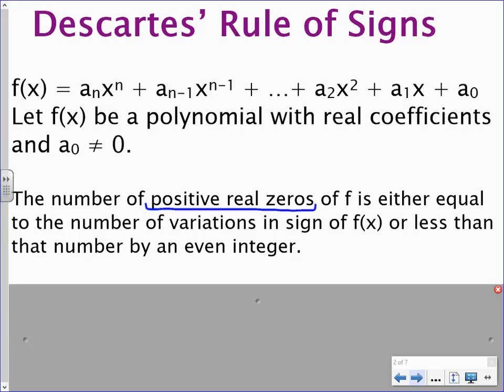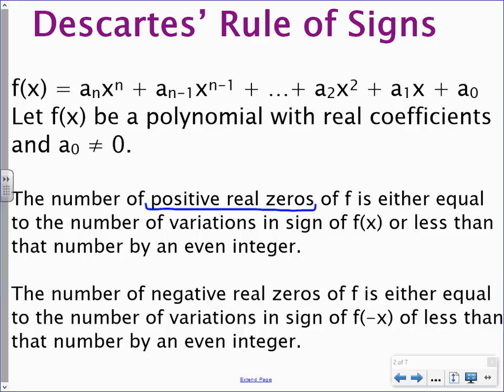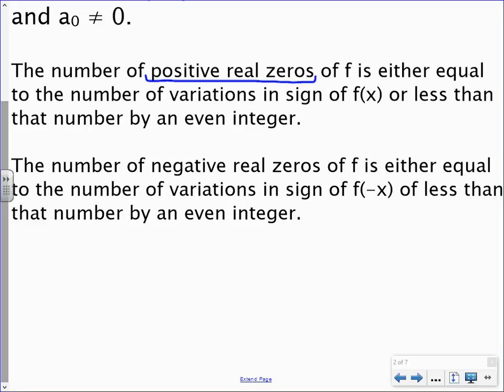Jerry? Because imaginary zeros come in pairs. Okay, our complex zeros come in pairs, okay? So that's why we have to think about, well, there could be that possibility of a pair of complex zeros. So if there are 5 sign variations, it could be 5 or 3 or 1. Okay, now we are going to do the same thing for negative real zeros, except we are going to look for the sign variations in f of negative x. So it's the same process, except we look for sign variations in f of negative x.